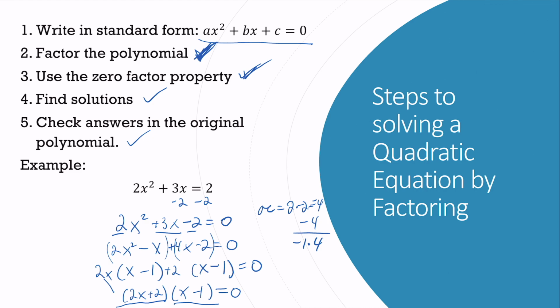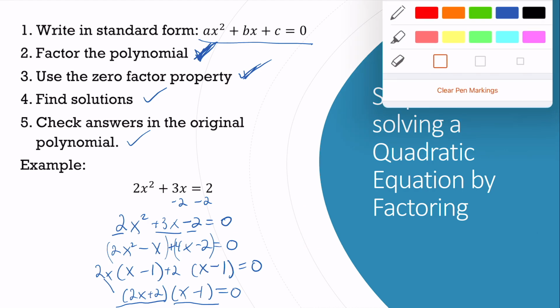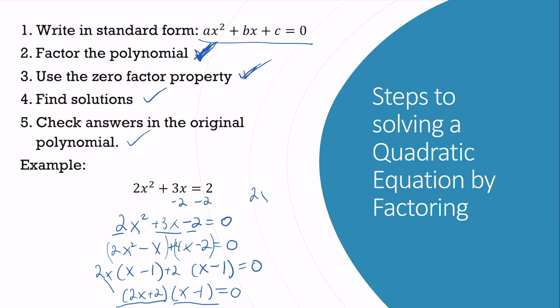So I'm going to have 2x plus 2 equals 0. I subtract 2 from both sides. I get 2x equals negative 2, so x is negative 1. And I have our second equation, x minus 1 equals 0, so x equals 1. My values of x, my x-intercepts for this quadratic, are negative 1 and 1.